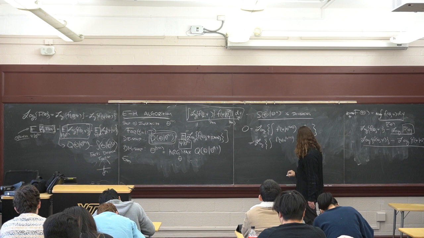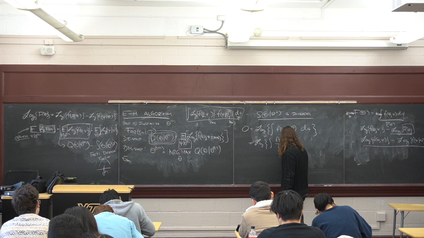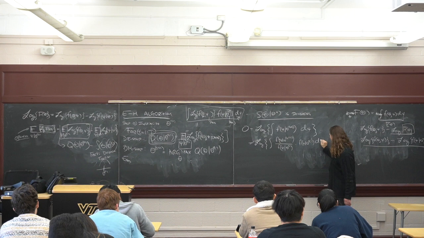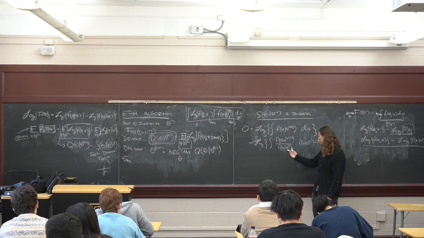I'm going to divide by f psi given theta t, times f psi given theta t, d psi right here, and I'll close my logarithm. So I haven't changed anything. I just multiplied by a funny formula in all of this.